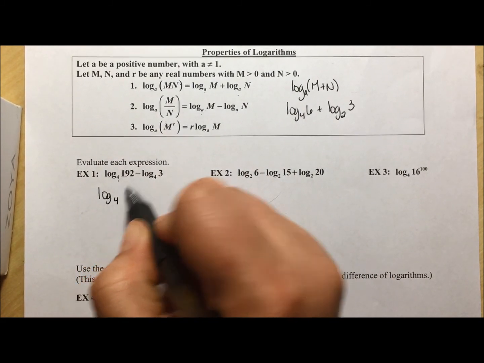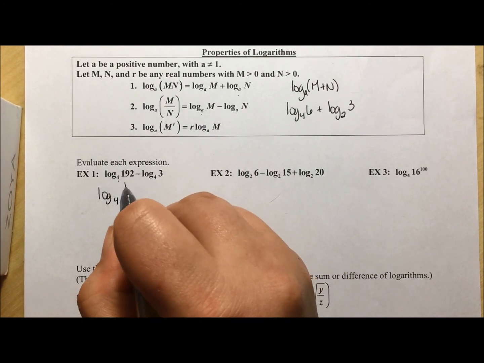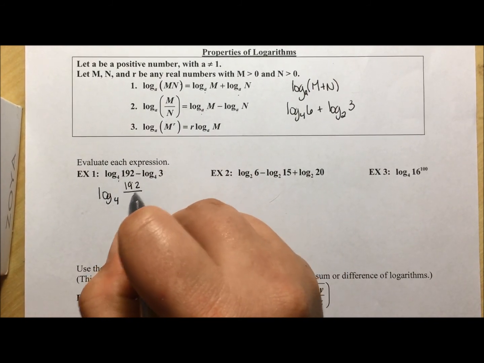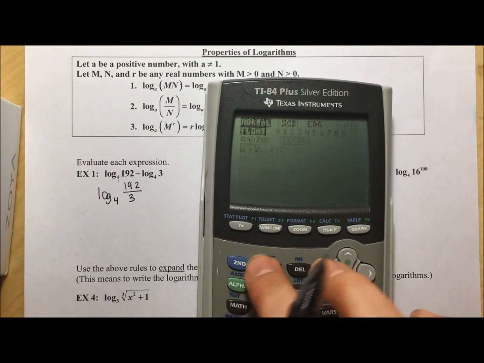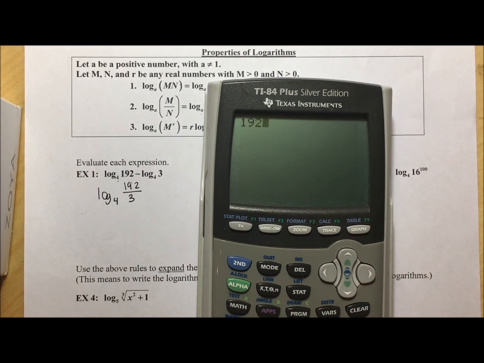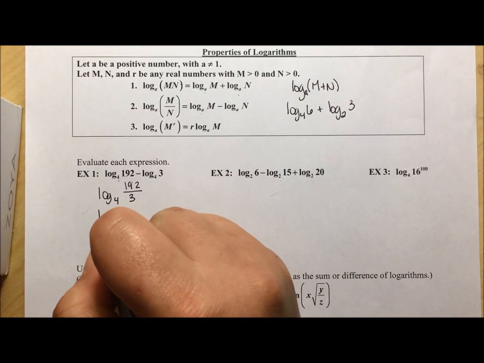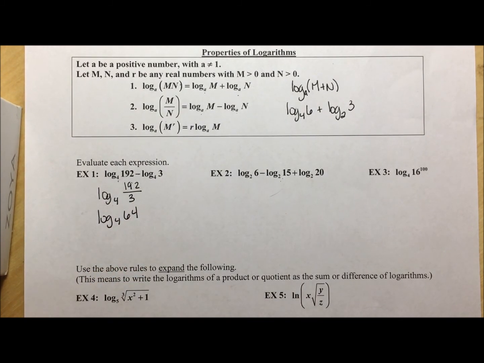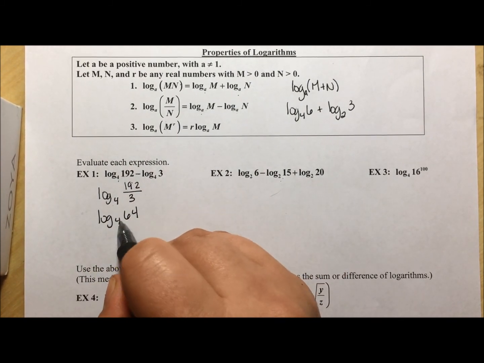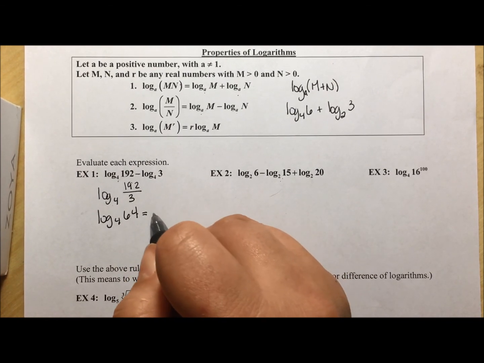Now to do that, you want to keep the same base as the previous two, and since this has a subtraction inside, we're going to make this a division. That's equal to 64. So now this problem is asking what power of 4 is equal to 64, and that power is 3.